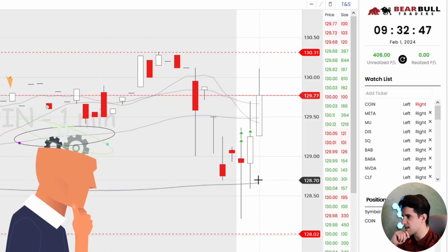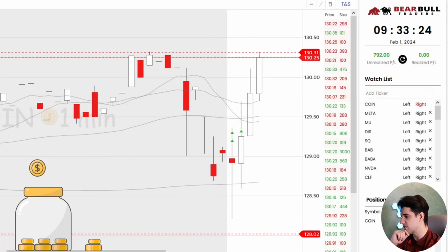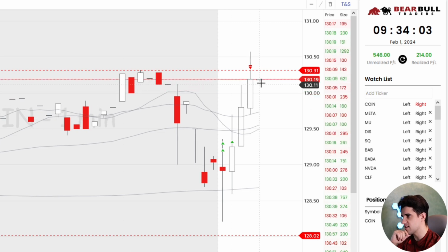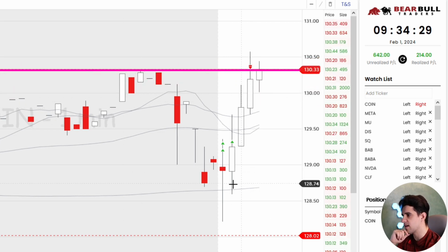All out around this area, I'm just going to lock in some profits. So you could see the price is approaching. We're locking in some profits just in case, because it could reject this area and it could sell off.